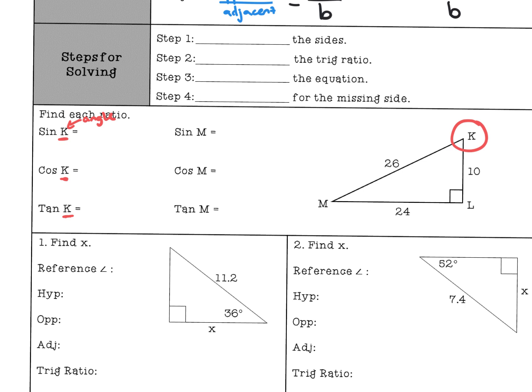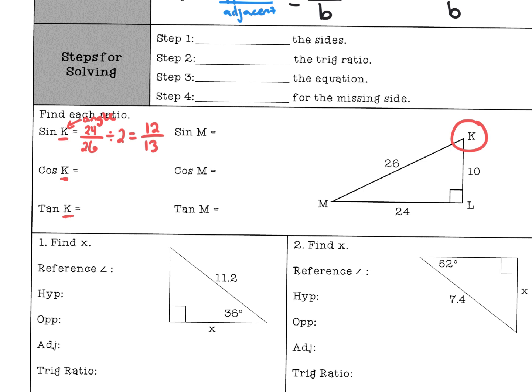Okay, so sine of K. What was the ratio for sine? Opposite over hypotenuse. What is opposite of K? 24. And then what's the hypotenuse? 26. With these ratios, you always want to simplify. So we always want to reduce these. What can I reduce 24 and 26 by? What can I divide both of those by? 2, to get 12 over 13.